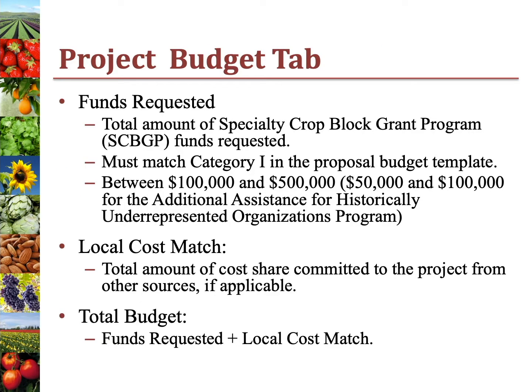Next is the Project Budget tab. This tab provides a summary of the project budget. For funds requested, enter the total number of Specialty Crop Block Grant Program or SCBGP funds that you are seeking for your project. This amount must match Category I in the budget template that you will attach to your concept proposal application in FAAST and must be between $100,000 and $500,000 or between $50,000 and $100,000 for the Additional Assistance Program. Please note that a request outside of this range may result in a proposal being disqualified.